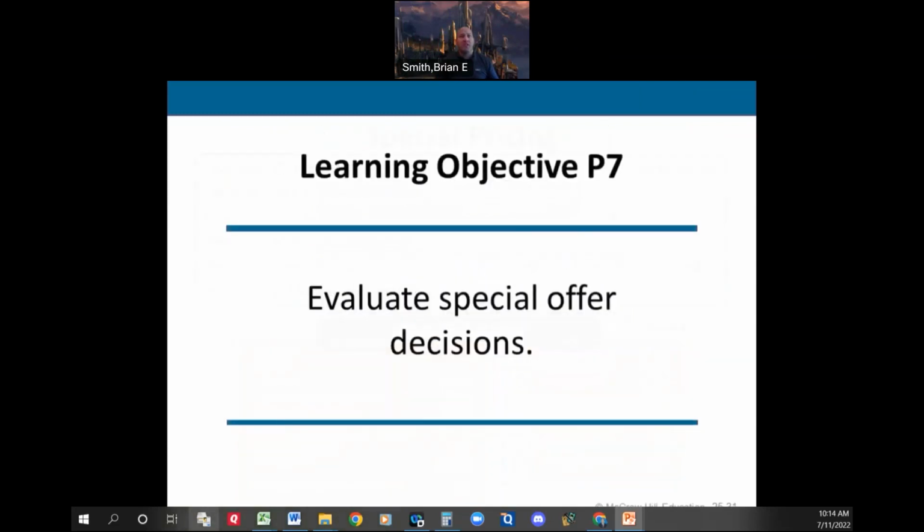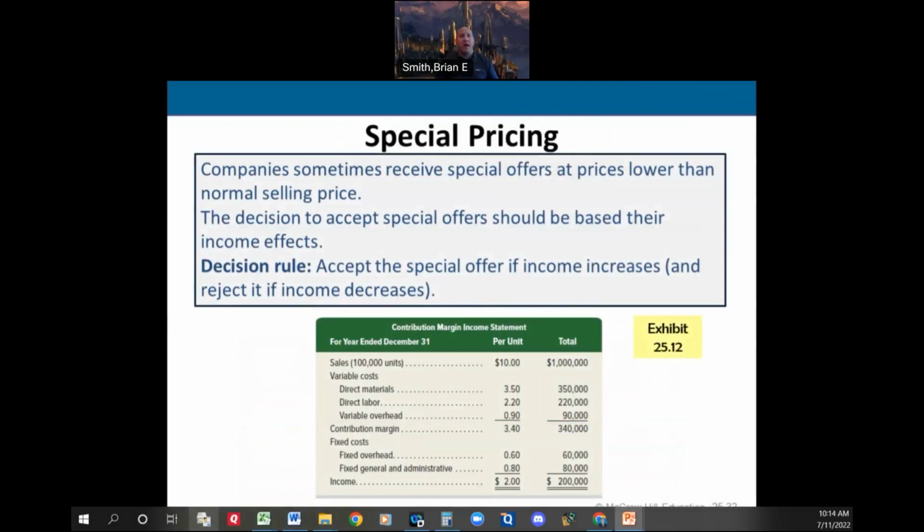Special offer decisions. Again, this is one of those ones with capacities. A lot of times a company may come to you and say, hey, we want to buy a certain number of your products. It might be a one-time deal. It might be something that you can do indefinitely. The decision you have to make is if this will increase income. If it doesn't, then you're going to reject it. But even if it makes a small profit, there's an option there that you can either accept or reject it.